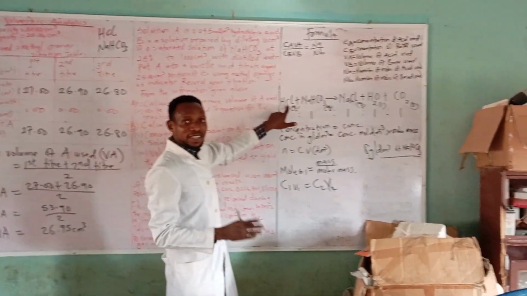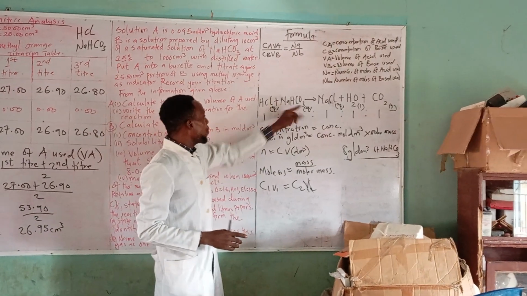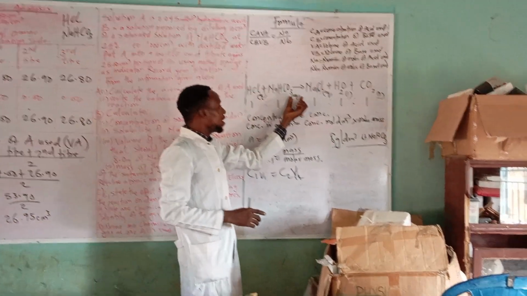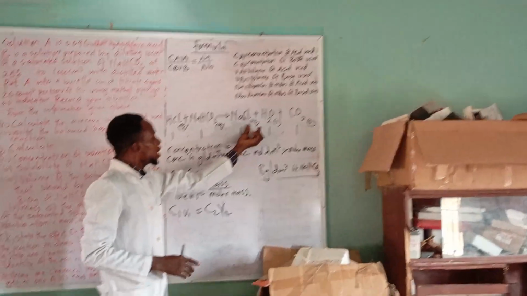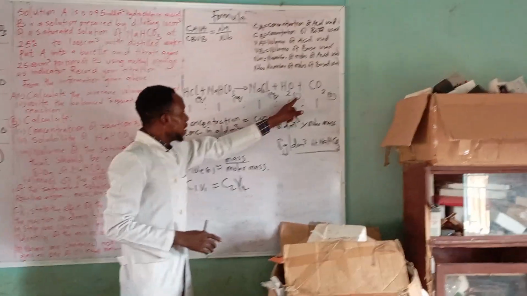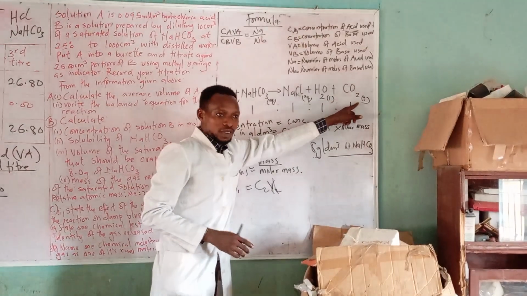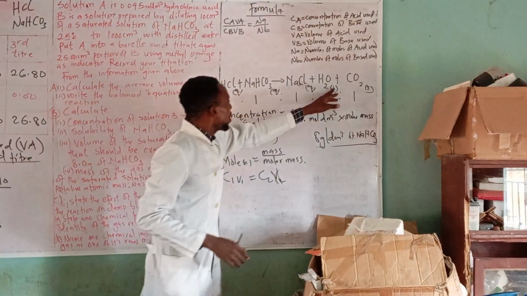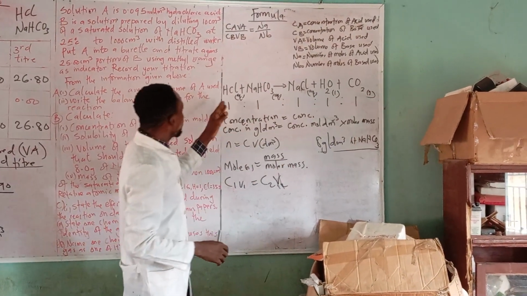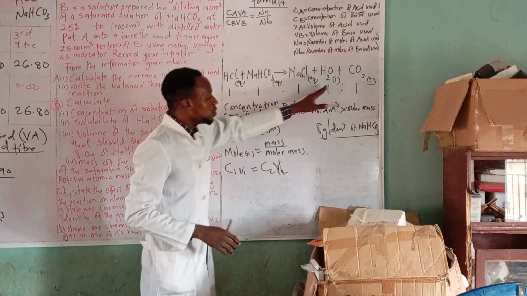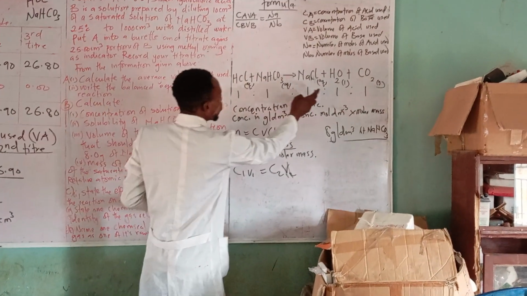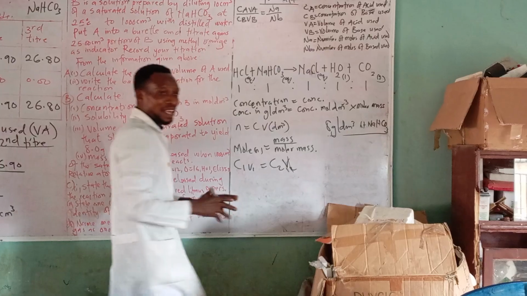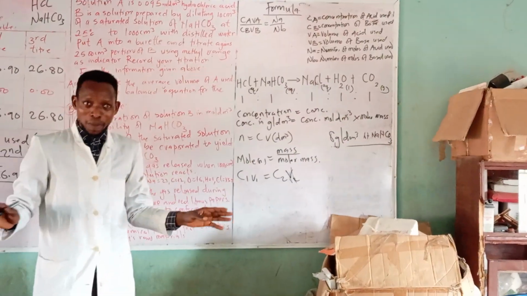Now, look at it here. We have our HCl plus sodium hydrogen carbonate. This is in aqueous state. This is in aqueous state. When they react, we get sodium chloride in aqueous state plus water, which is liquid, plus carbon IV oxide, which is a gas. If you check the ratio, everything is in ratio 1. So the number of moles is 1 to 1 to 1 to 1, and this is balanced directly. So we don't have any problem.